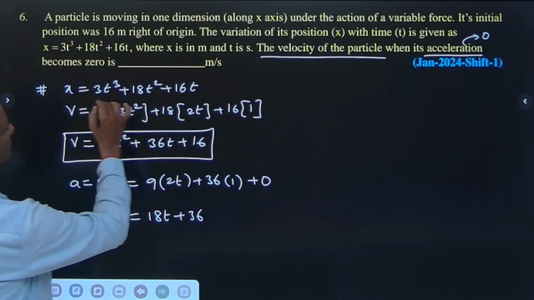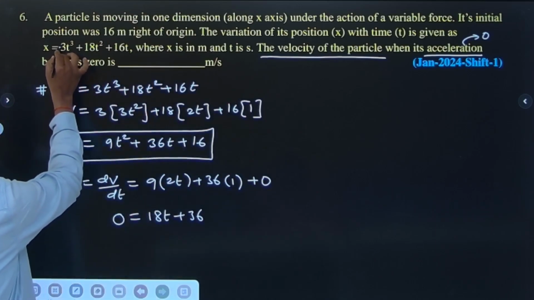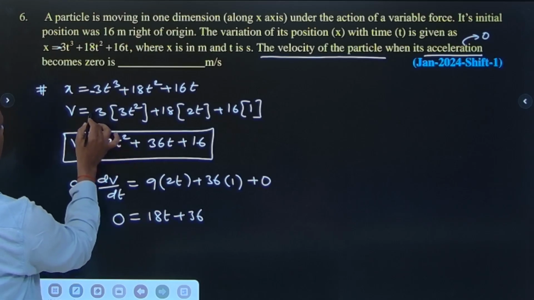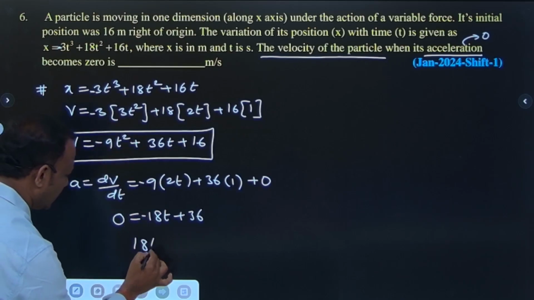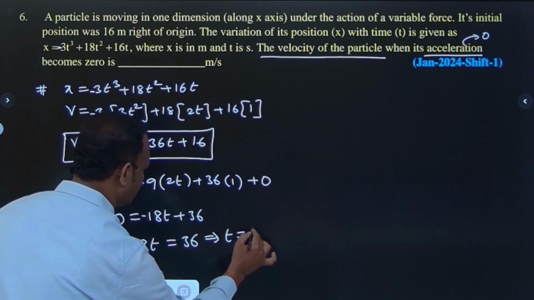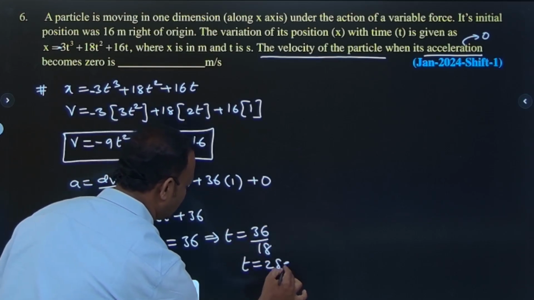In the question there is a little printing mistake here. This should be minus. So minus means it becomes 18t is equal to what? 36. Then t is equal to 36 by 18. t is equal to 2 seconds.